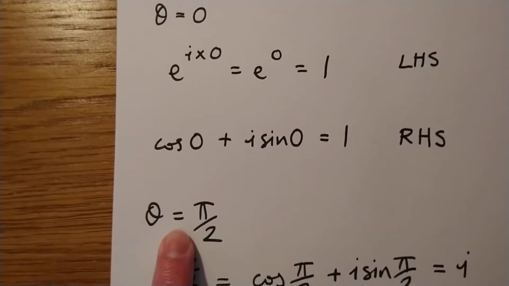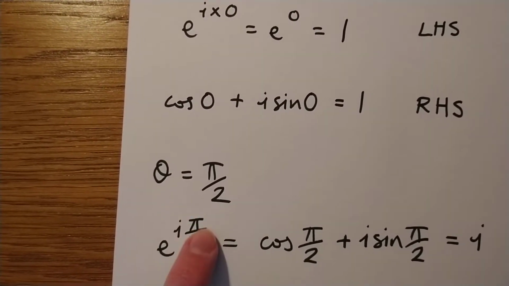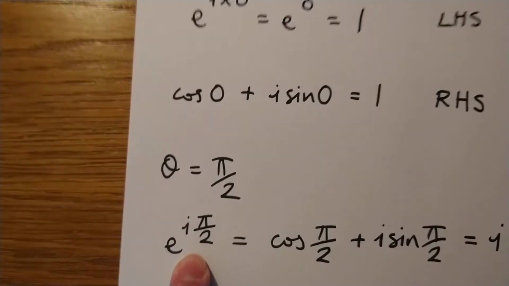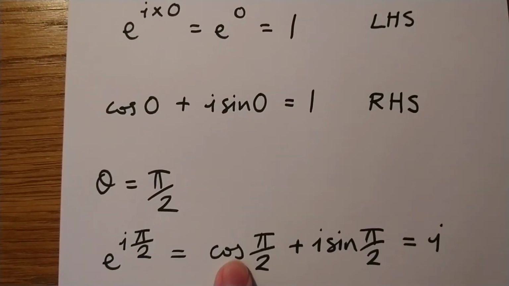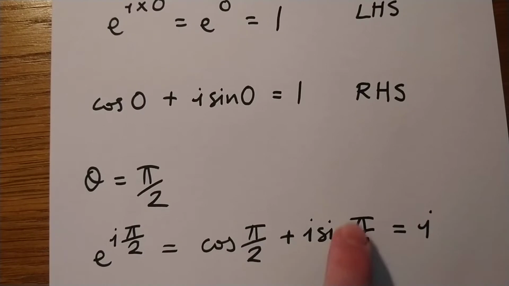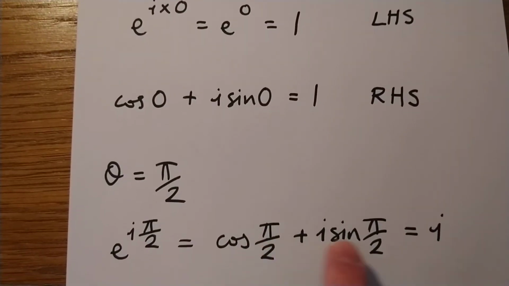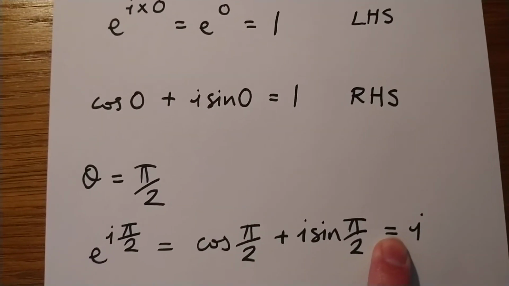What if we have theta equals pi over 2? Well, it's a little more complicated to work out directly what this is. We'd have to expand this, which we're not going to do in this video. But let's look at the right-hand side. That would give us cos of pi over 2 plus i sine pi over 2. Well, cos of pi over 2 is 0. Sine of pi over 2 is 1, so we get the value i.